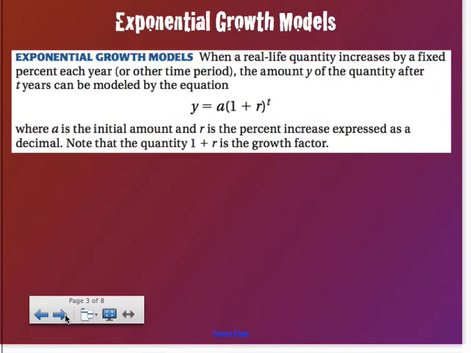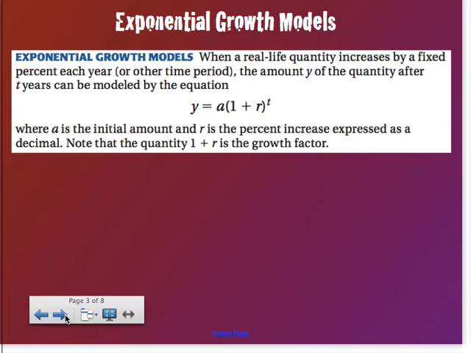First things first. There's a lot of writing on this page. It talks about exponential growth models. So what if I have a situation that's showing some sort of pattern of exponential growth? It's growing rapidly, and I think an exponential model might fit that. So it says this: when a real life quantity increases by a fixed percent each year. So think about something that increases by a fixed percent each year, like 4%. Obviously, the first thing I think about is bank accounts.